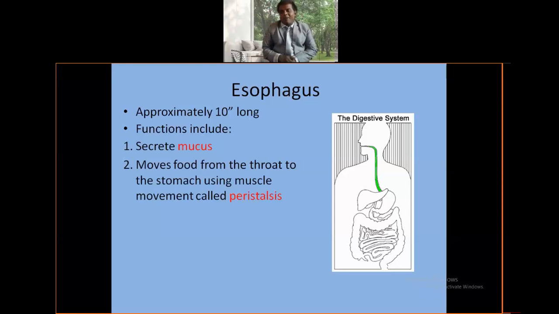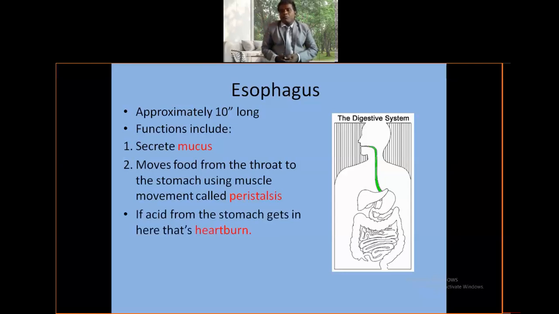These muscles move food from the throat, the pharynx, to the stomach using a muscle movement called peristalsis. I already told you, that movement is like flowing water. That movement is called peristalsis. This is very important.